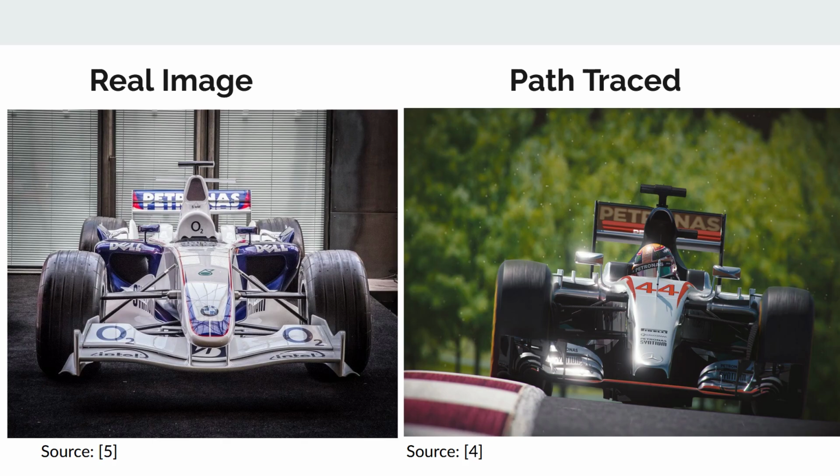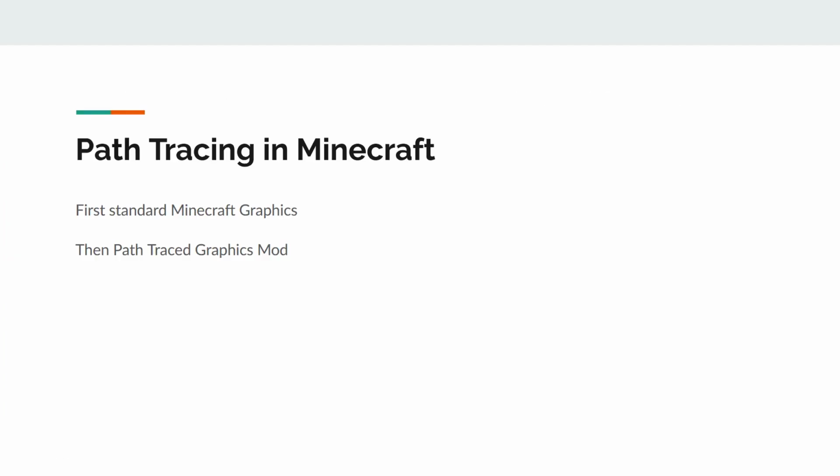Now let's move on to a more 3D environment. We've seen what path tracing looks like when used to render images, but what about when it's used for a 3D game? In this case, we're going to take a look at Minecraft. First, we're going to show a clip of the default Minecraft graphics, and then we're going to show what Minecraft looks like after a path tracing mod has been installed.